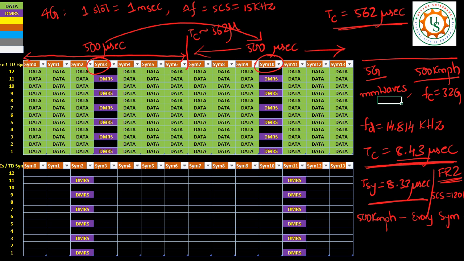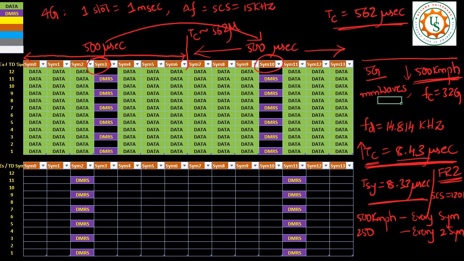Now, since we know this frequency FD, if it is much higher, your coherence time is very short. If the speed decreases, then coherence time will increase. So your channel will be constant for a longer duration if the speed decreases, right? So I will decrease the speed. If I decrease it by half, then I will get every two symbols. So now the channel will be constant for two symbols.